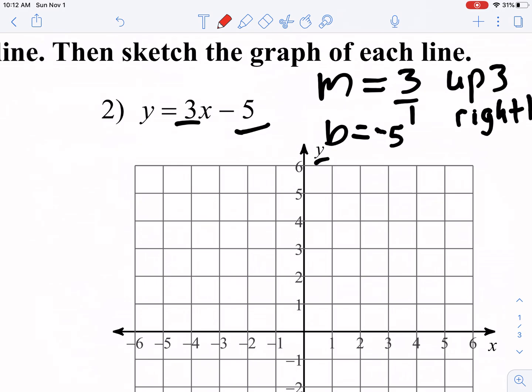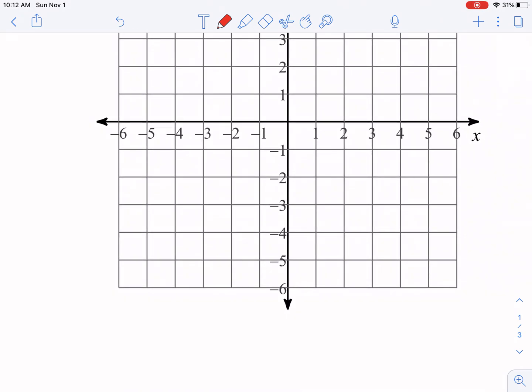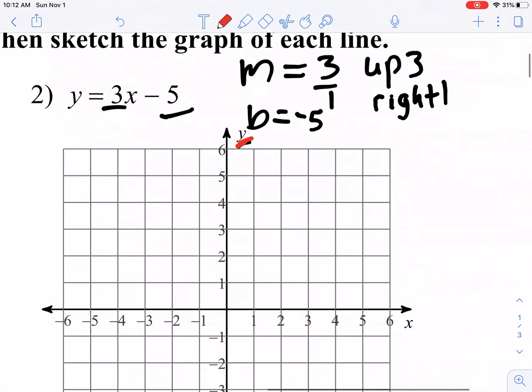We always start with B, our negative 5. We're crossing this y-axis at a negative 5. That's my first point. That's where I cross the y-axis. That's my y-intercept, okay? So that's our B.